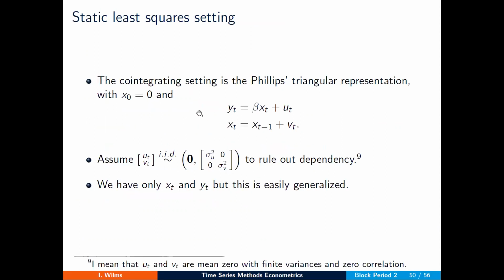Let us start from this co-integrating setting, where we make use of Phillips triangular representation. We assume that the error terms are independent and identically distributed, and we rule out any dependence between them. Also, let us consider the case with only two variables, x and y.